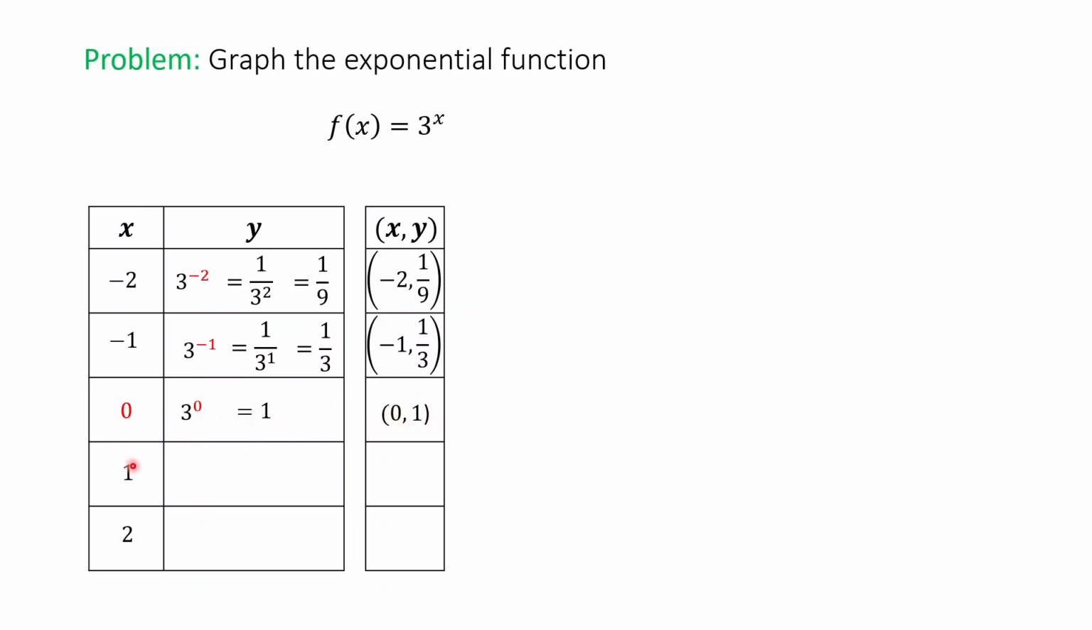Now put x is equal to 1. You get 3 to the 1. So that is 3. So 1 comma 3. Now x is 2. 3 to the second. So that is 9. So 2 comma 9. Now you need to draw the graph of these points.